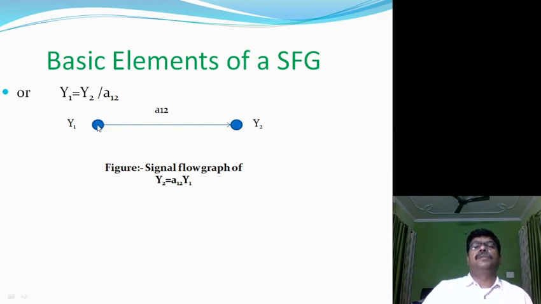So this is a node, this is also a node, and the link between these two nodes is a branch. So this is a branch, and the signal flows in the direction of the arrow. So the signal can flow only in this direction, not this direction.